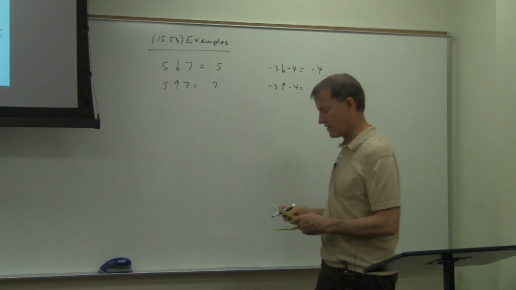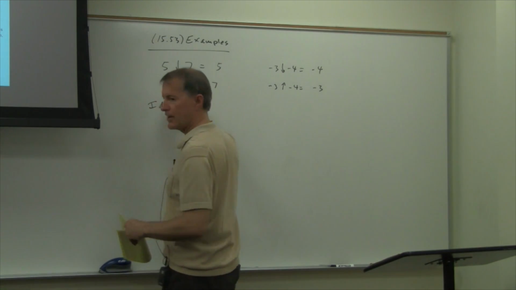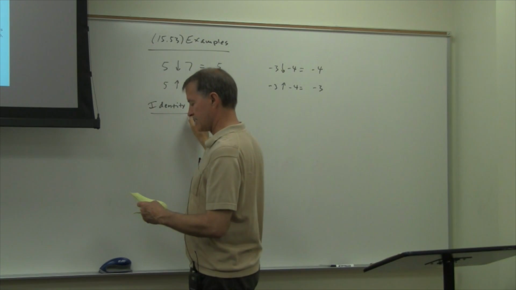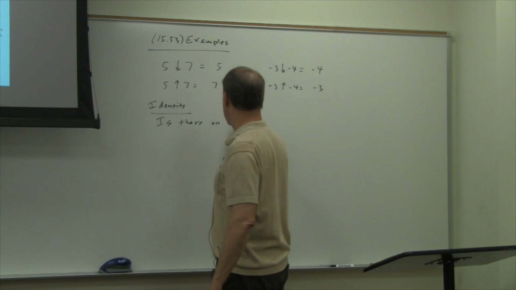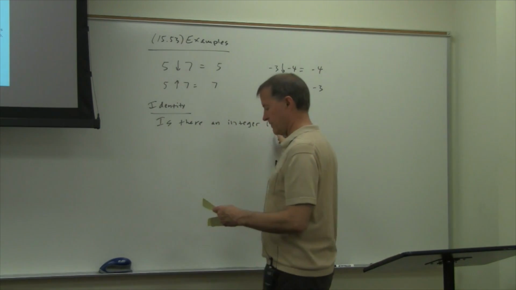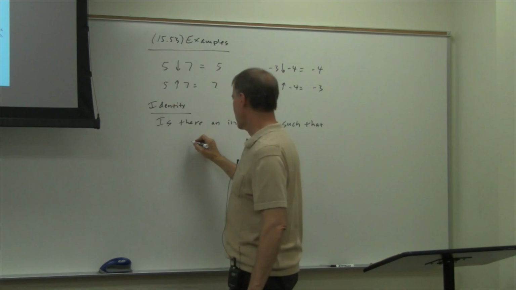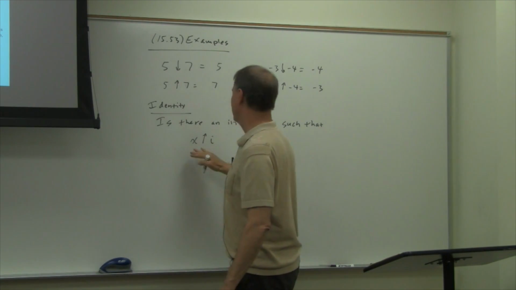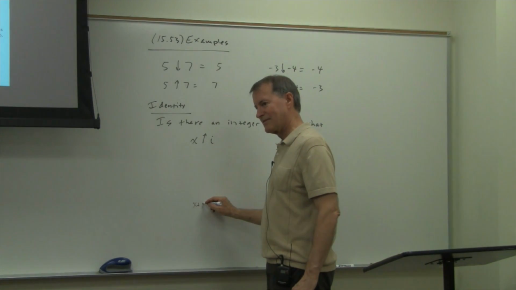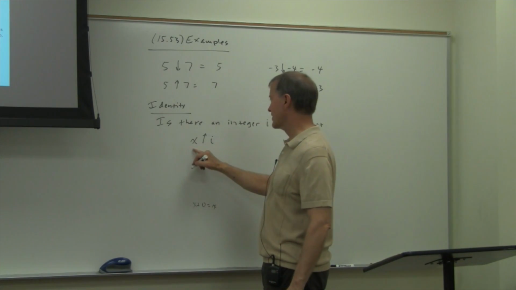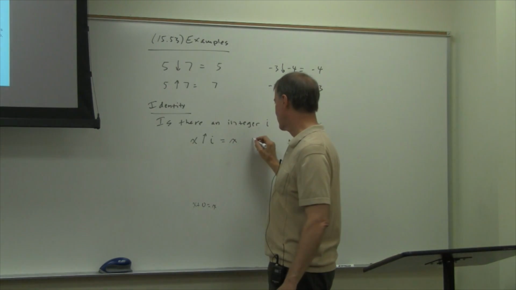Okay, so everyone understands that. Now, what about the identity? So this is a binary operator, right? Is there an integer I such that, how does the identity for addition work? X plus 0 equals x. So is there an identity I such that x max I equals what? X, for all x.